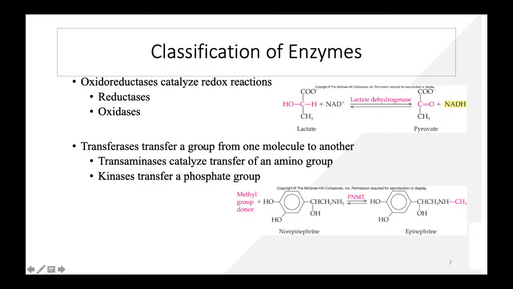And transferases transfer a group from one molecule to another, like transaminases, which catalyze transfer of an amino group, and kinases, which transfer a phosphate group. So here, a methyl group donor is attached. This is norepinephrine, and in the presence of the PNMT enzyme, this methyl group gets attached to the norepinephrine. It becomes epinephrine.